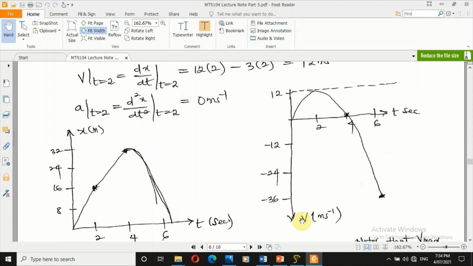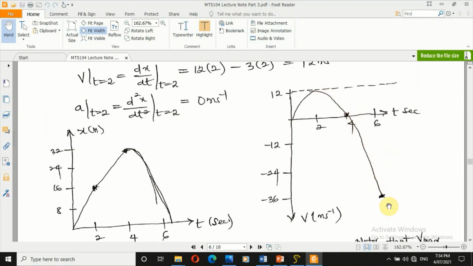Now, what about the velocity? I can plot the graph of the velocity like this. I only consider time to vary from 0 to 6. Now, look at this graph. You will notice that the velocity is increasing, but at time t equals 2, there is a kind of turning point. Then the velocity starts decreasing.